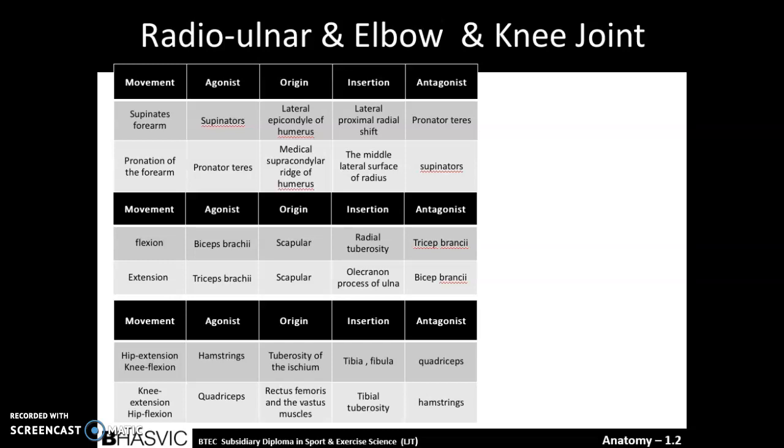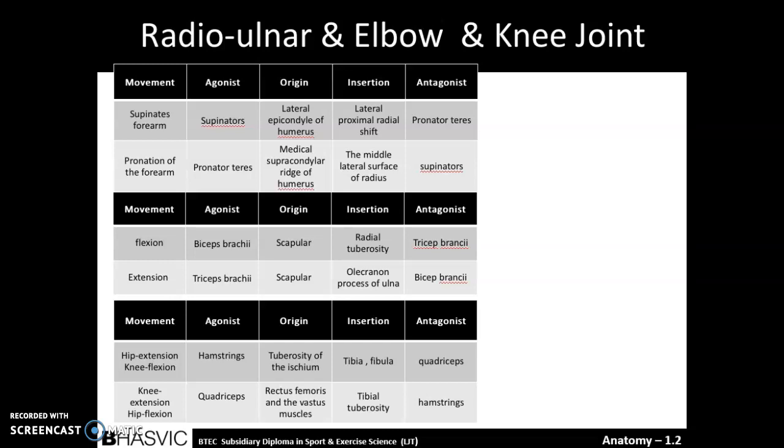When the agonist is the pronator teres and the antagonist is the supinators, the movement is pronation of the forearm, the origin is medial supracondylar ridge of humerus. The insertion is the middle lateral surface of radius.